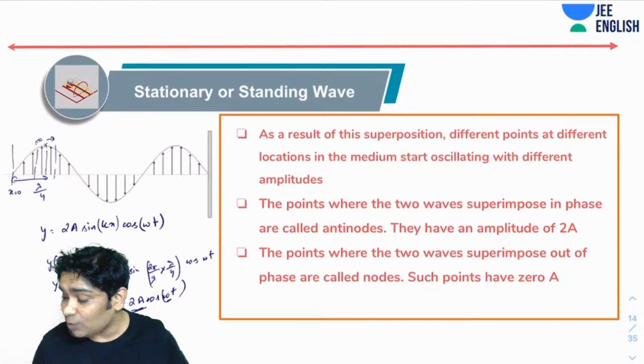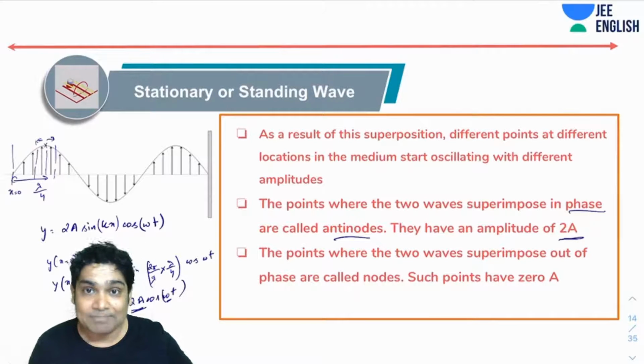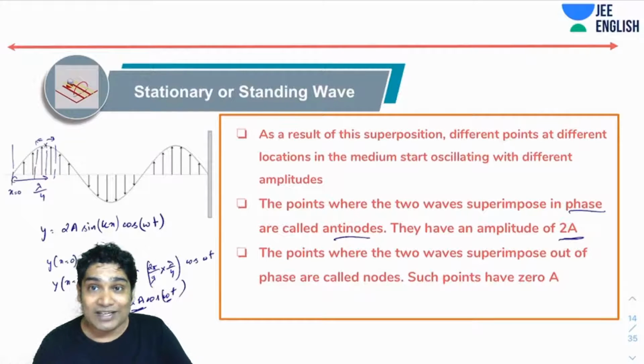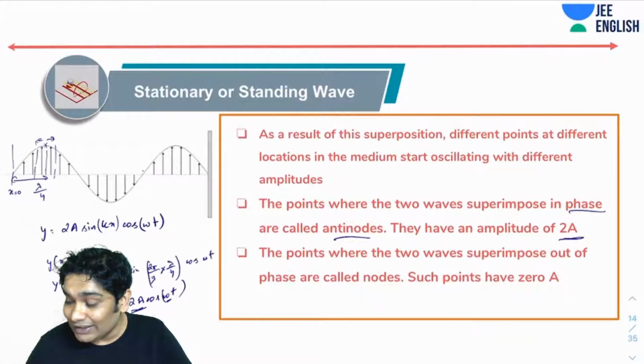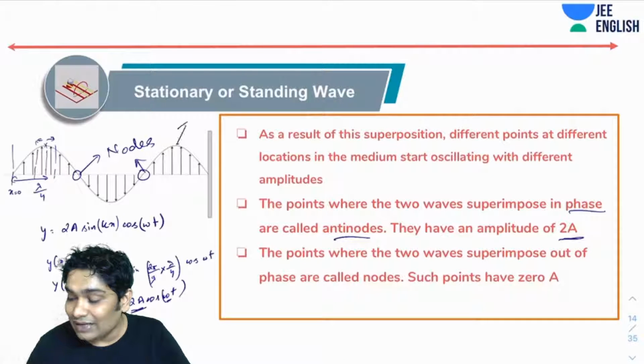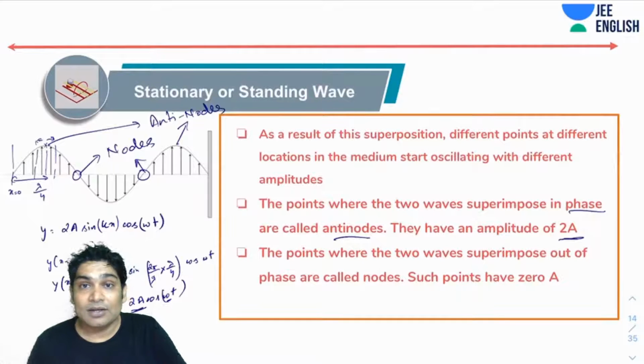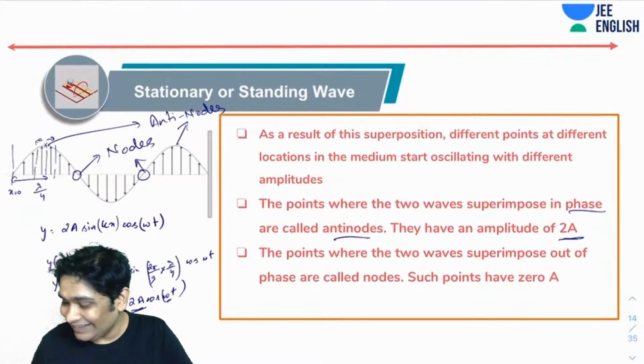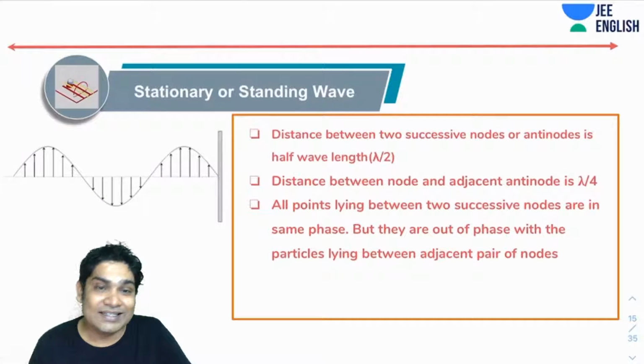Now, one more interesting contrast. As I said, these points which are oscillating with an amplitude of 2A are called antinodes, and the points which are oscillating with 0 amplitude are called nodes. So remember this, we are going to call these nodes, and these are what you will call antinodes. I hope you can see that. We will summarize all this once later.